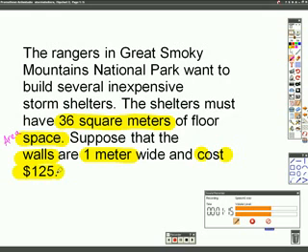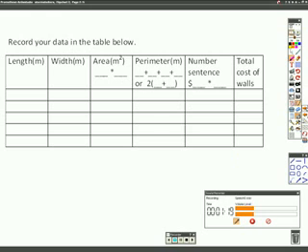Now we're going to use this information to fill in our table on the next page. If you look at this table, we're going to start with the column that is listed area. We're going to use our algebra formula length times width to help us solve this problem. One of the important pieces of information that we highlighted is that all these rectangles that we're going to design have an area of 36 meters squared. So we can record this information in this table under the column area.